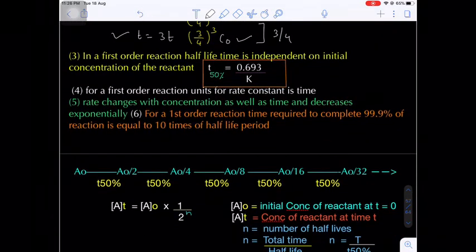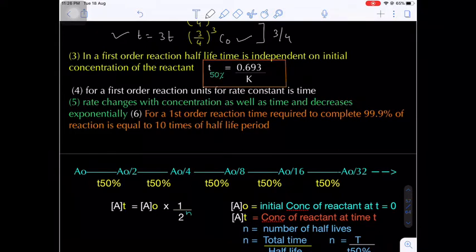Are you getting my point? Now, in a first order reaction, the half-life is independent of the initial concentration of the reactant. Just now I told you here, T50 will be equal to 0.693 by K.